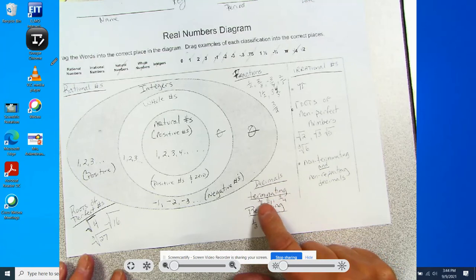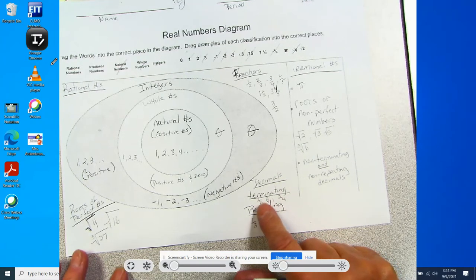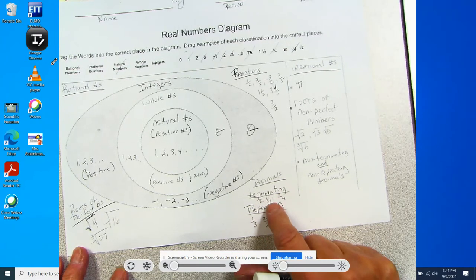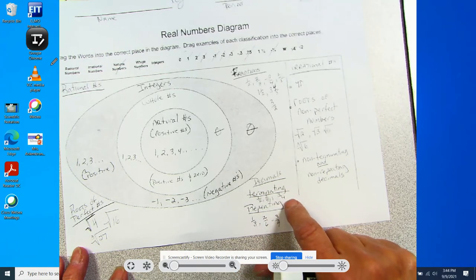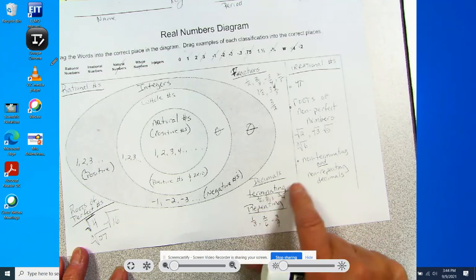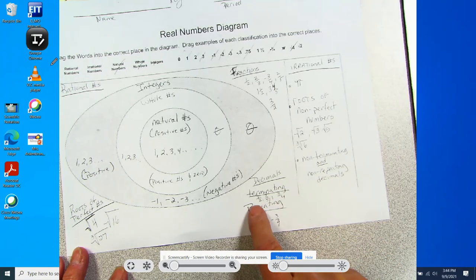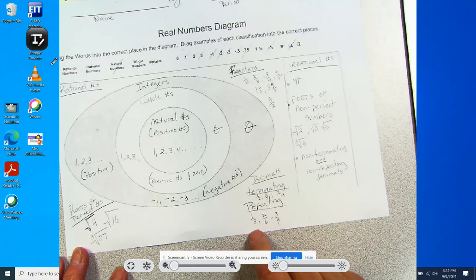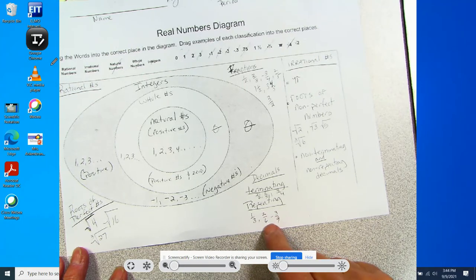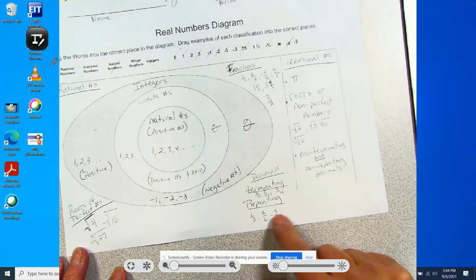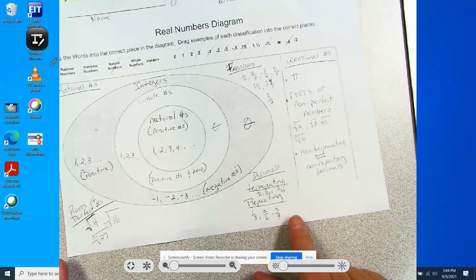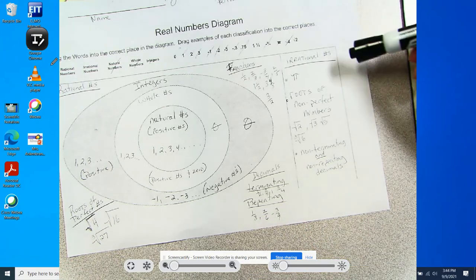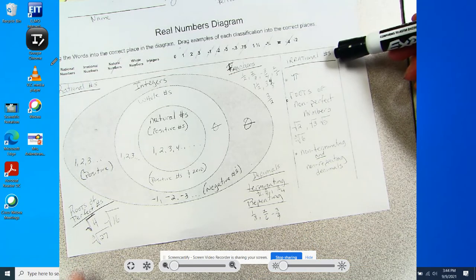Decimals that are terminating, like 1/2, which would be 0.5, or 2/5, which would be 0.4, or 3/4, which would be 0.75. These are terminating. And then you have the repeating decimals like 1/3, which would be 0.3333, or 2/3, which would be 0.66666, whether it's positive or negative. These are rational numbers. And then you have your set of irrational numbers.